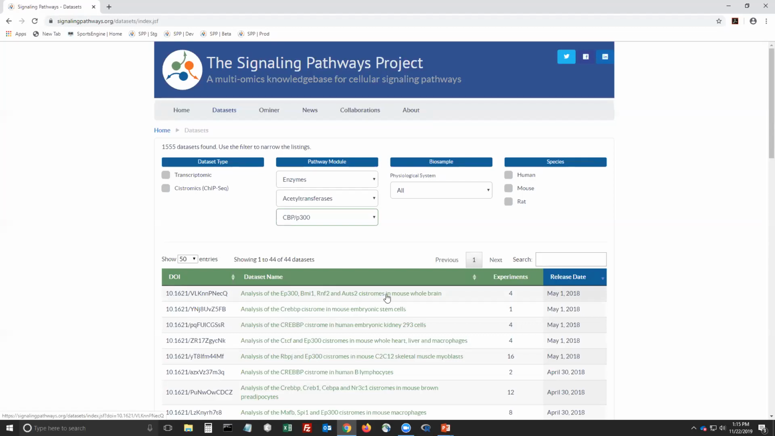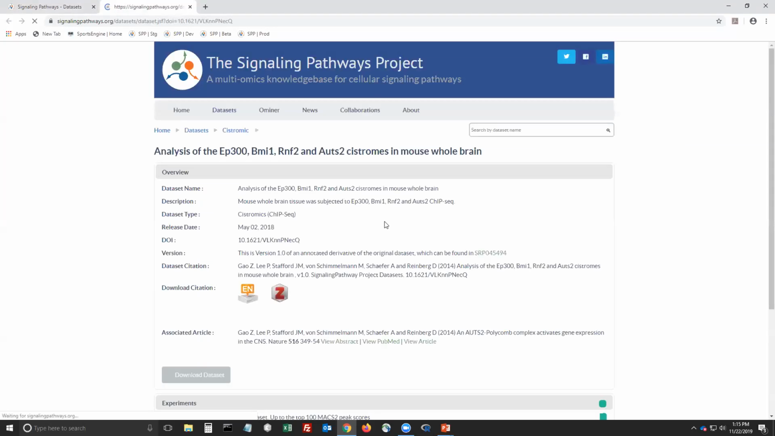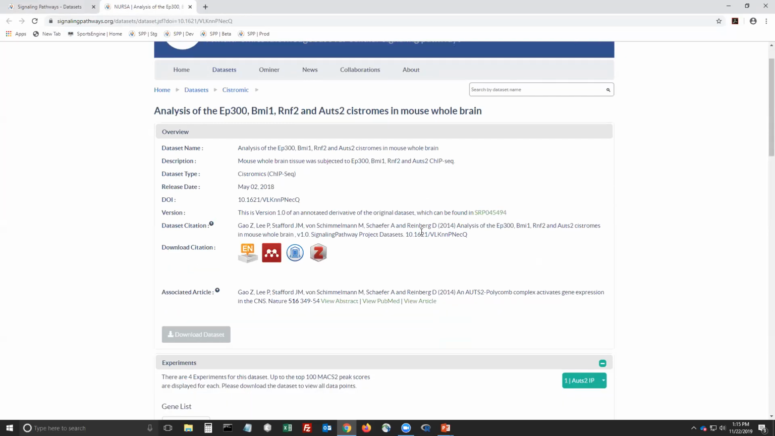Now one of the aims of SPP and of dkNET is to make it easier for users of these data sets to cite them, so that the original investigators receive attribution when their data sets are reused. And in order to assist in this process, we've gone to a lot of trouble to make it very easy for researchers to download and add the citation to their favorite citation manager right here.